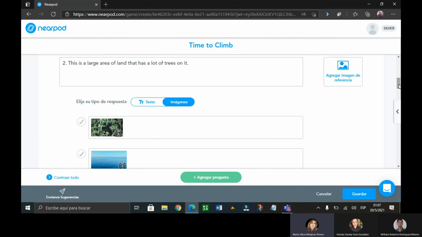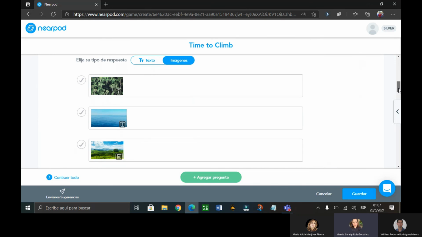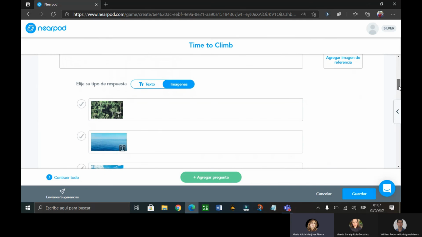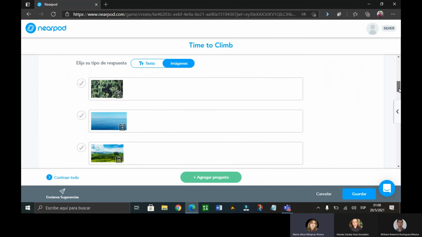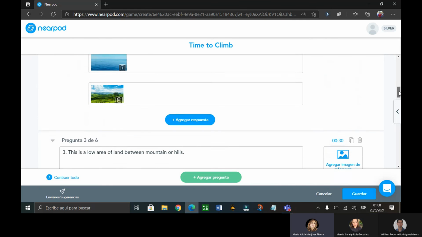Question number two. This is a large area of land that has a lot of trees on it. The first one. Forest. Yes, exactly. The first one is a forest. The third one is a hill. Okay, I see.